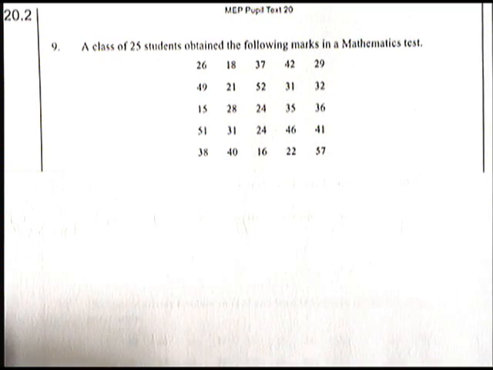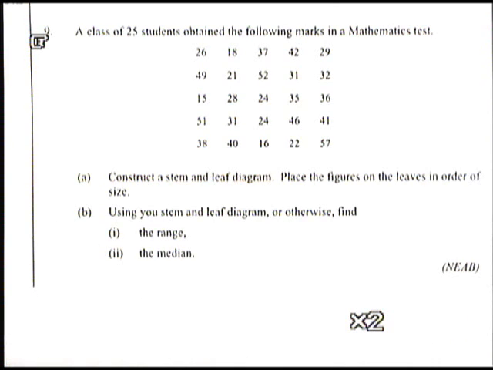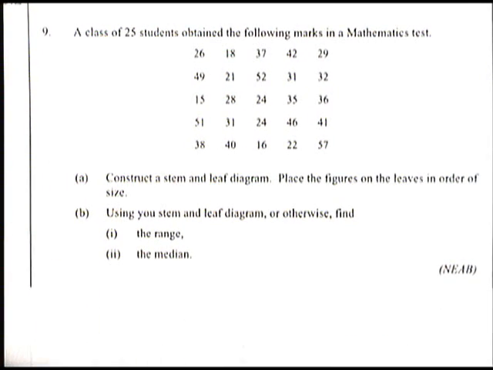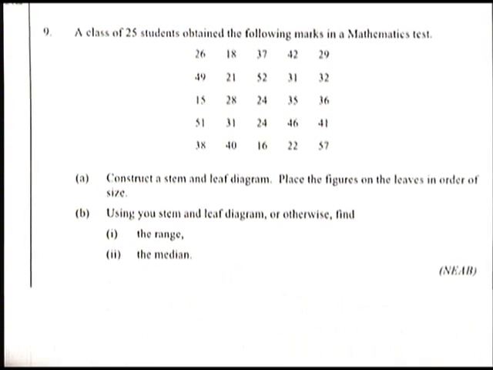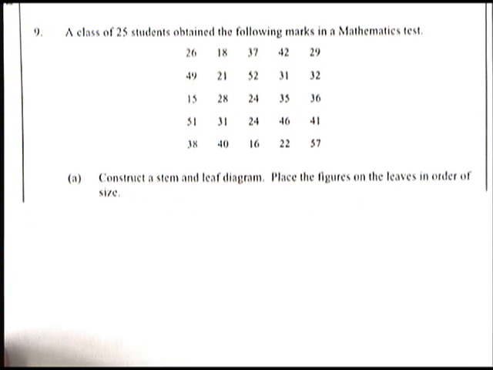What's going to happen now is your teacher is going to give you some questions to do. One of the questions concerns the data you can see on the screen. This is actually a question from a GCSE paper in the past. You've got 25 students and you've got to first of all do a stem and leaf diagram. It also says place the figures on the leaves in order of size. So it's going to be an ordered stem and leaf.